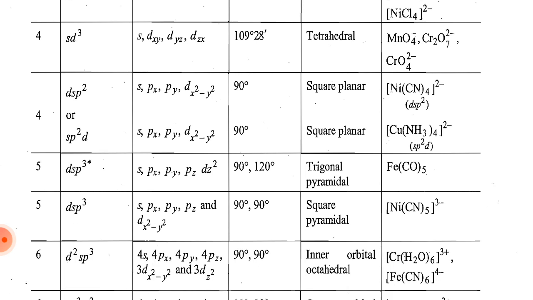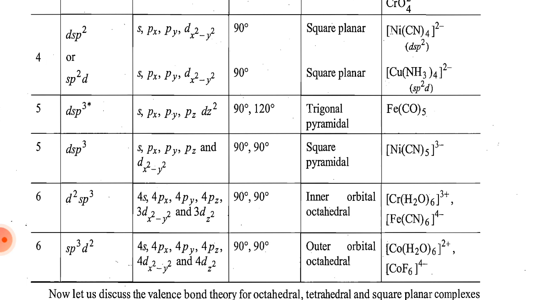Coordination number is 4. Hybridization is sd3. Orbitals involved are s, dxy, dyz, dzx. Bond angle is 109 degrees 28 minutes. Geometry is tetrahedral. Examples are MnO4 minus, Cr2O7 2 minus, CrO4 2 minus.